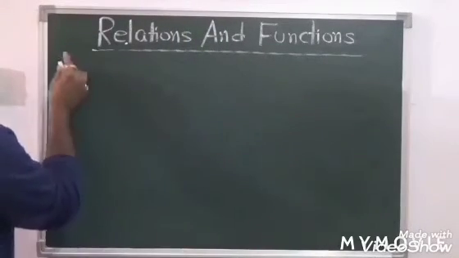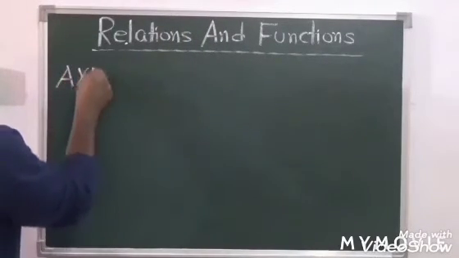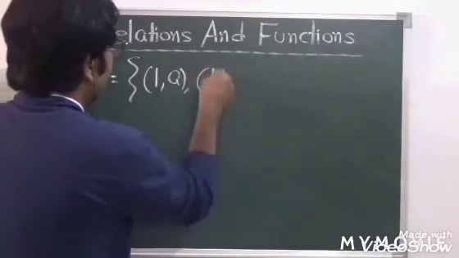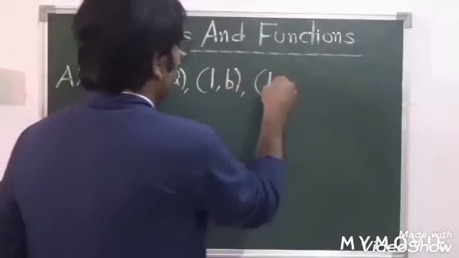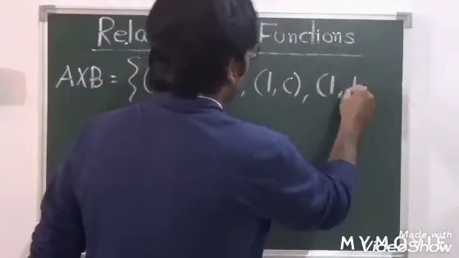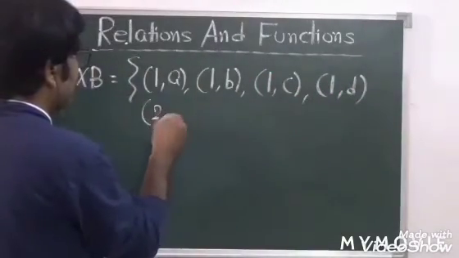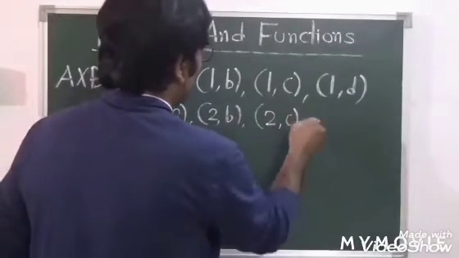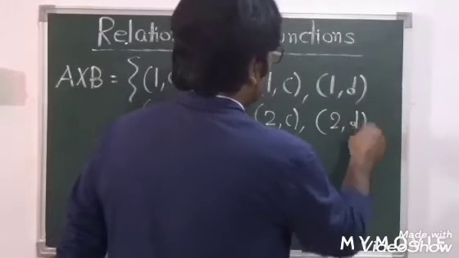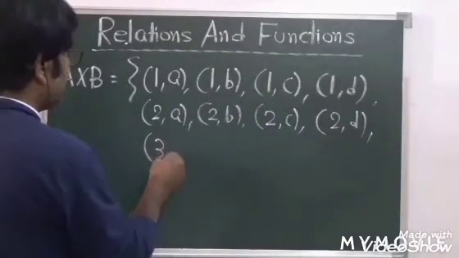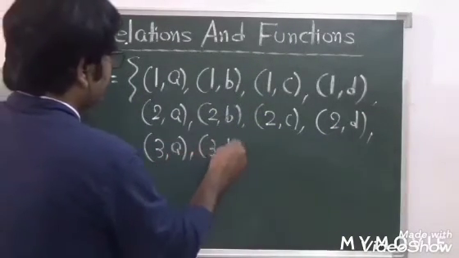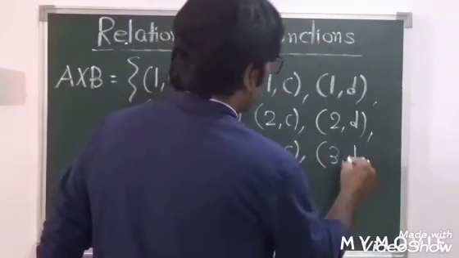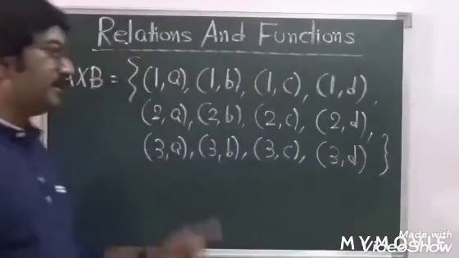So our set, the Cartesian product A cross B, is 1a, 1b, 1c, 1d, 2a, 2b, 2c and 2d, 3a, 3b, 3c, 3d. So this is the Cartesian product A cross B.